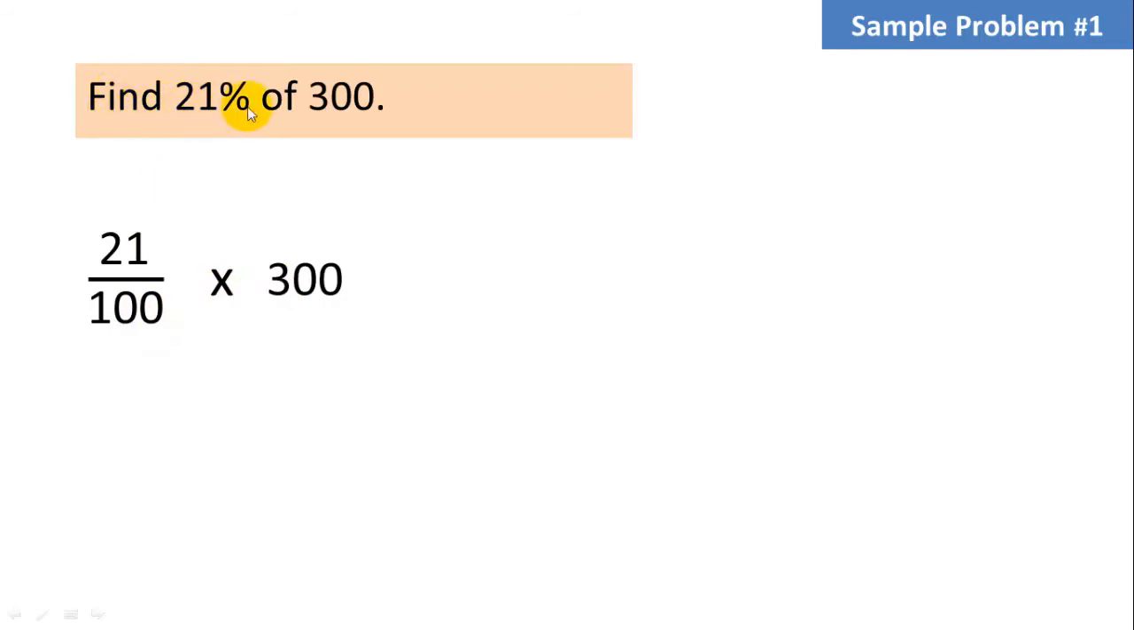So 21% of 300 means 21% times 300. Those 2 zeros cancel each other out, and we get 21 over 1 times 3. In other words, 3 times 21. That equals 63. I can do that in my head.